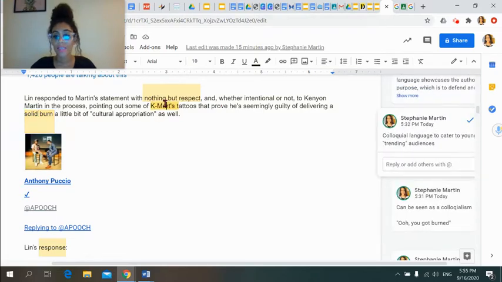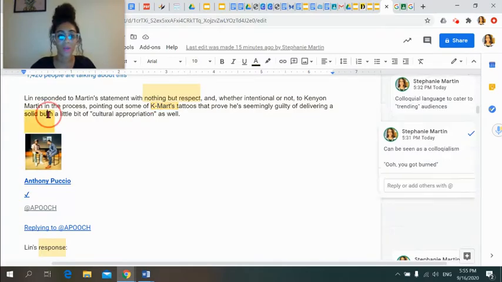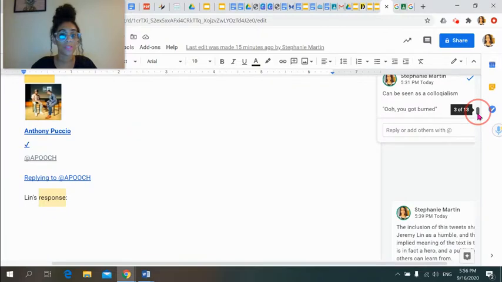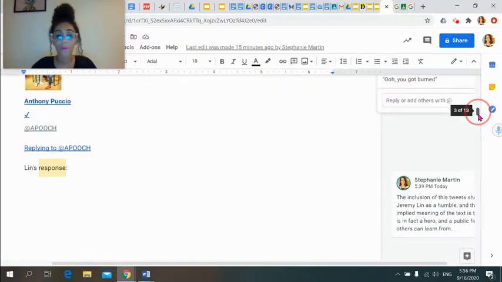If you have a look at the next sentence, year 12, more colloquial language, which justifies the fact that it is aiming at a slightly younger audience or a more hip, youth cultured audience. Colloquial language to cater to these trending audiences by calling, I think his name is Kenyon Martin, Kmart, which is really common when we're talking about celebs these days. Also, delivering a solid burn can be seen as a bit of a colloquialism. It does evoke some imagery as well, but it's that idea of, oh, you got burned, and that can also be modern lingo that perhaps your 70 or 75-year-old grandmother would not be aware of.